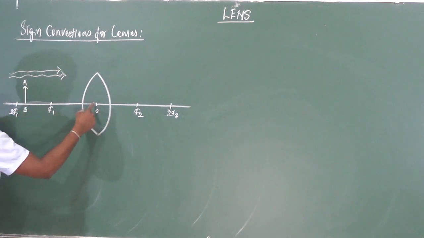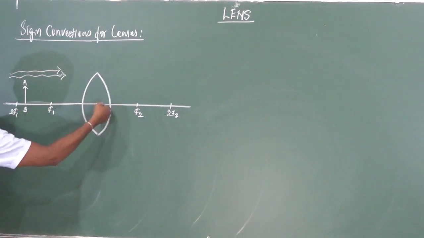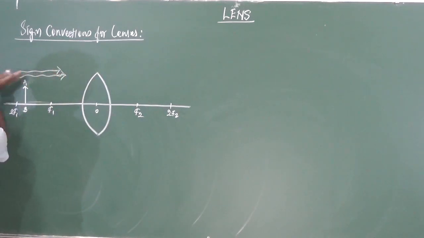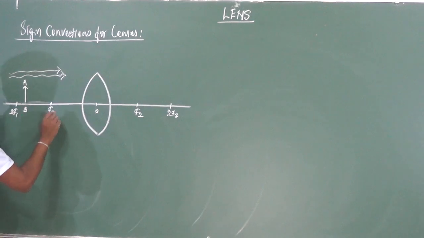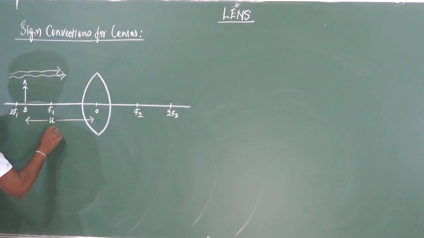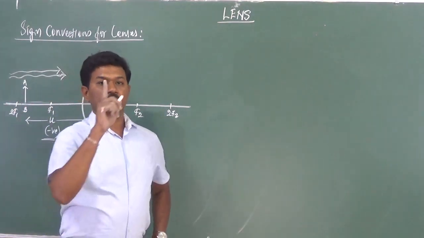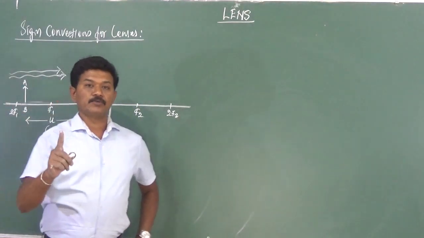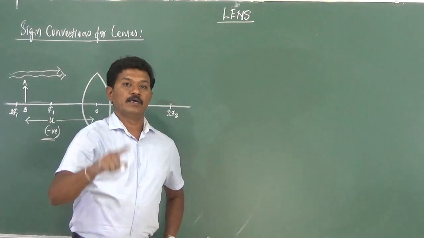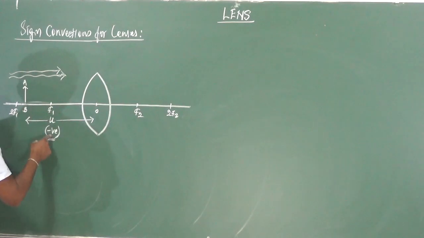AB is the object, and the distance of the object is measured from the optic center of the lens. As you are measuring against the direction in which the light rays are moving, you are taking the measurement in this direction. Therefore this object distance, which is always represented by U, will always be negative, because you are measuring the distance of the object from the optic center of the lens in the direction opposite to that of the incident light rays. Therefore that measurement is taken as negative, right? So the object distance here is negative.